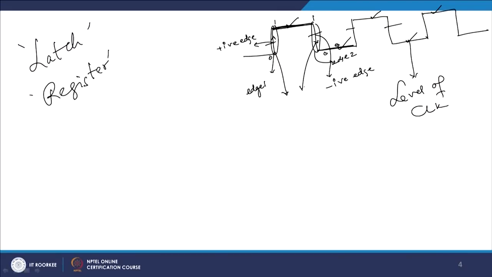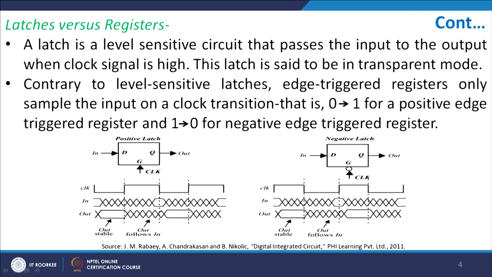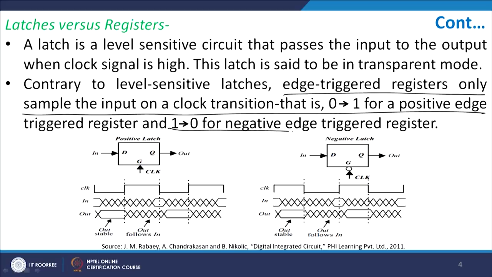Whenever you are sampling the data at the edge of the clock, we define that to be a register. If you are sampling the data at this point or at this point, we define that to be a register. Sampling means you are accepting the data for computation. Therefore we refer to those as edge triggered. Edge triggered registers only sample inputs on the clock transition, that is 0 to 1 for positive edge triggered and 1 to 0 for negative edge triggered.